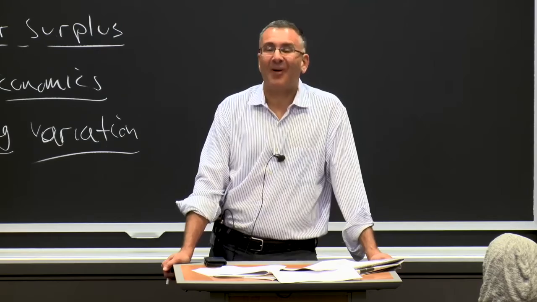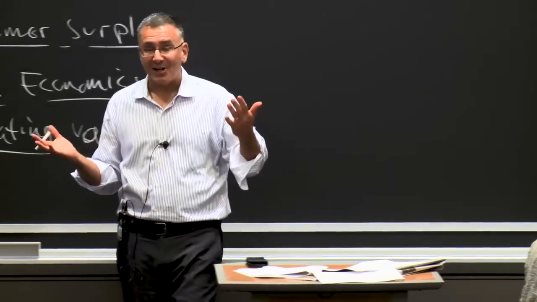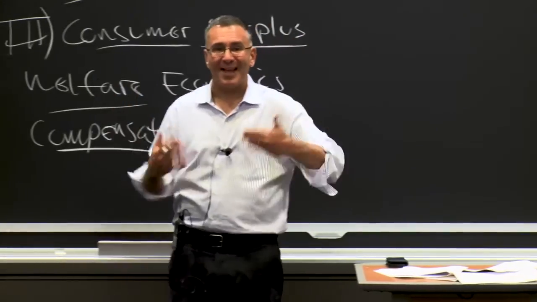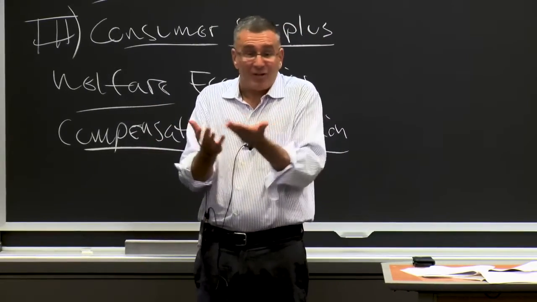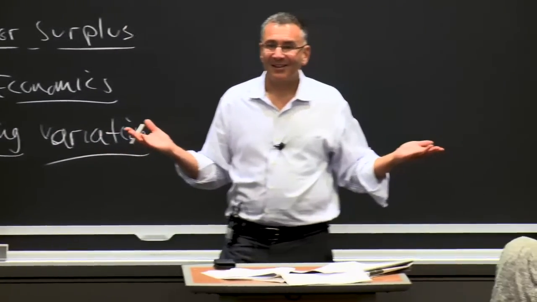So at any price, it's a bargain. In theory, if you're incredibly rich and diabetic, you would pay an infinite amount to have insulin. So at any price, you're getting huge surplus. You're getting infinite surplus. Infinity minus anything is infinity.